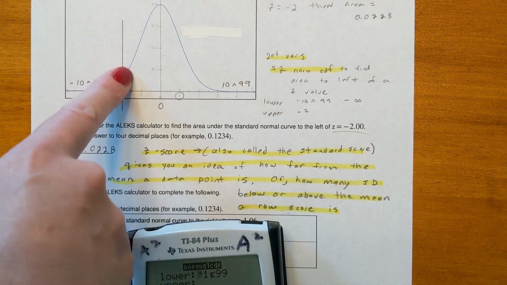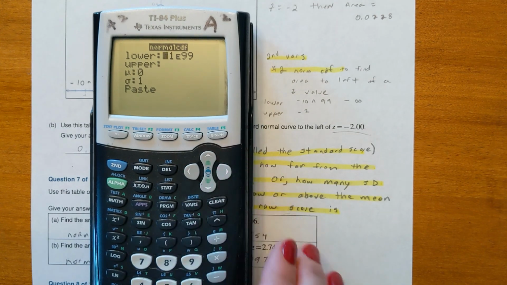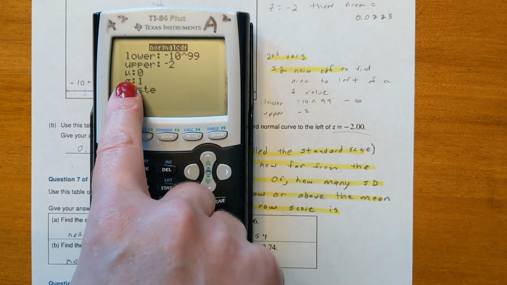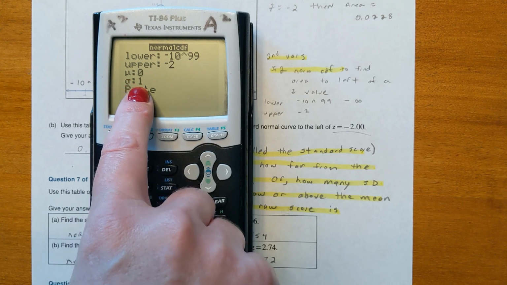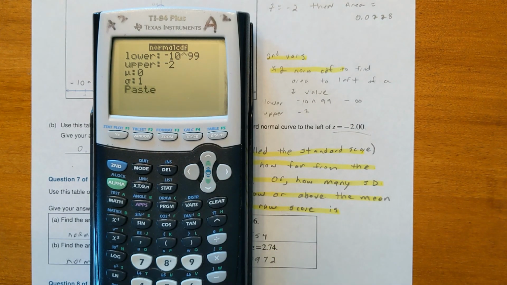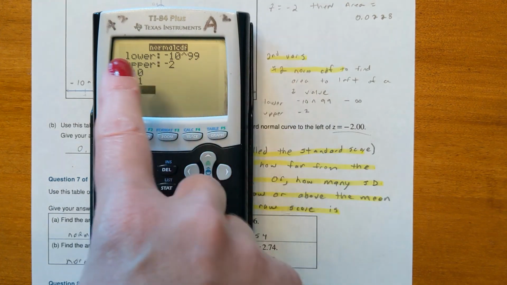So the lower bound is -infinity on this problem. The upper bound is right here. So the lower bound is -10 caret 99. The upper bound is -2, because that was the z-score, -2. And then mu, or the mean, was 0. Sigma, or the standard deviation, was 1. So if you have an older calculator, it doesn't let you enter all these numbers, so you're just going to have to enter it with commas in between them. You're going to have to enter -10 to the 99th, comma, -2, comma, 0, comma, 1.